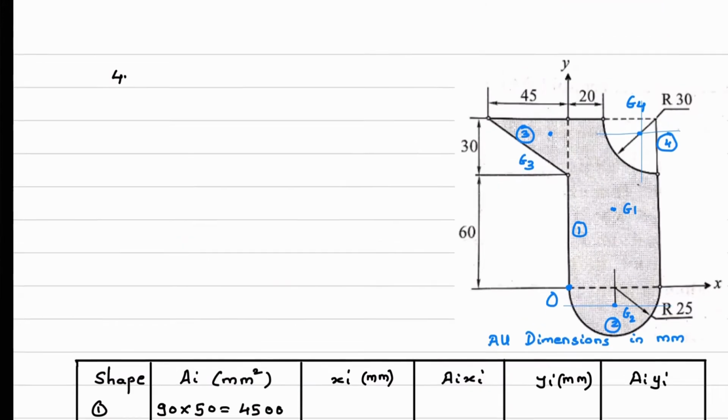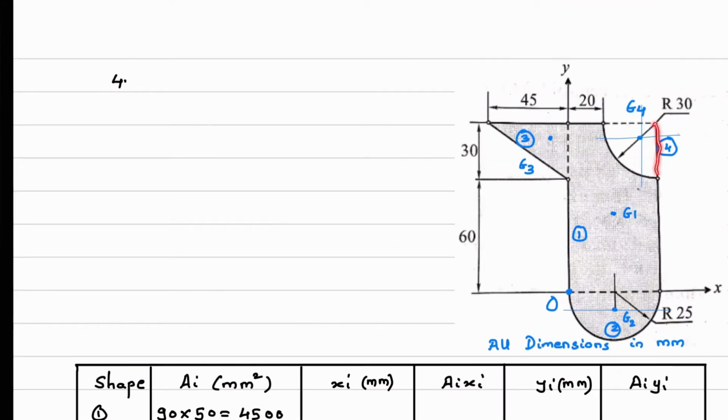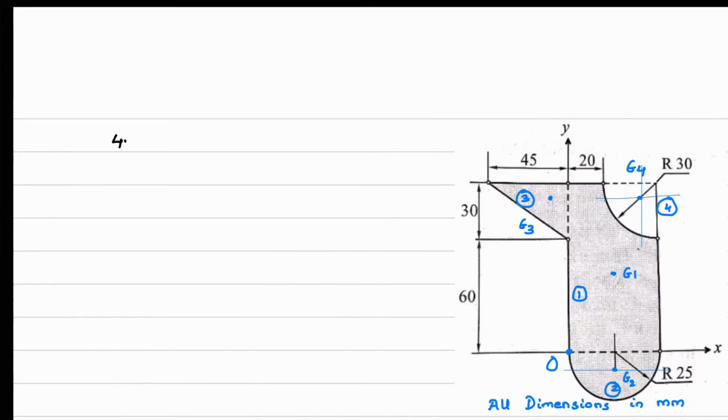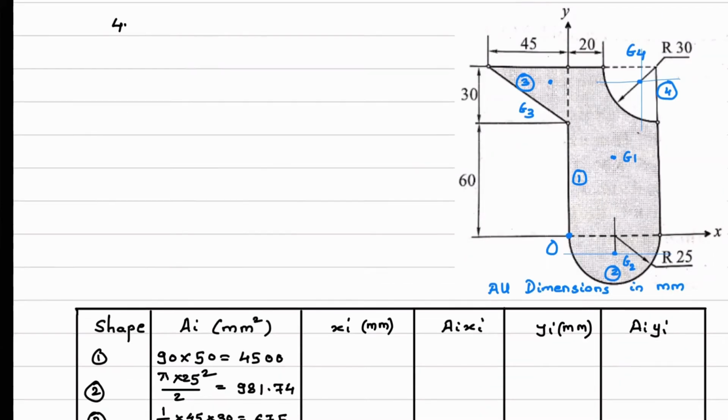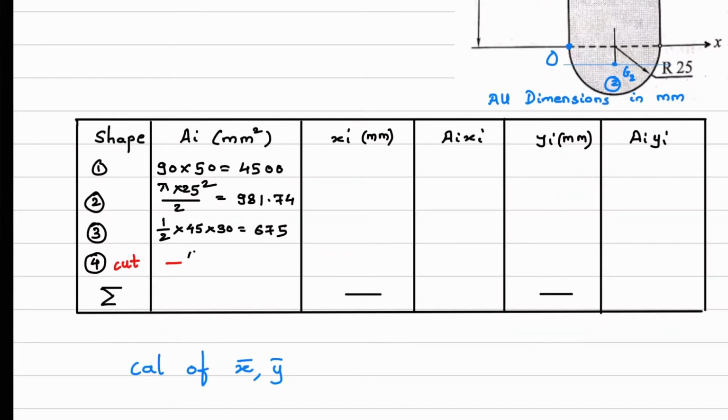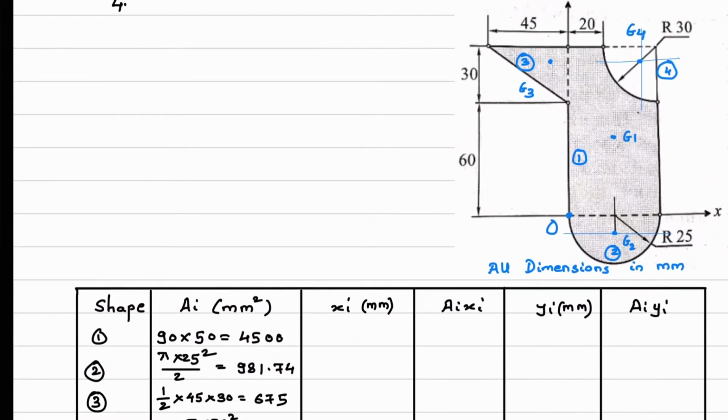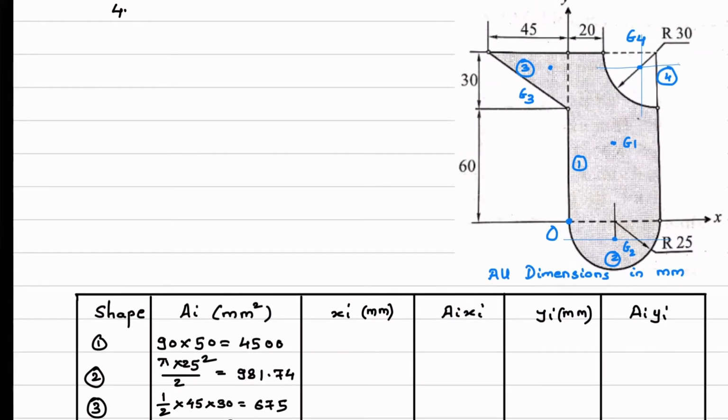Then last geometry, it is this quarter circle. So we have to subtract this area. So I already have written negative sign over here. Radius is 30. So pi r square by 4. So this value is minus 706.86.